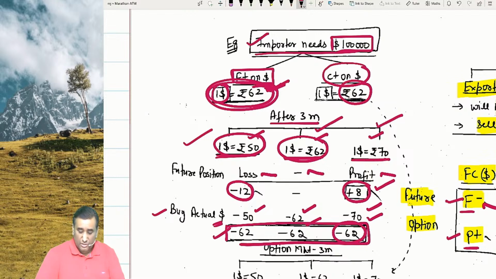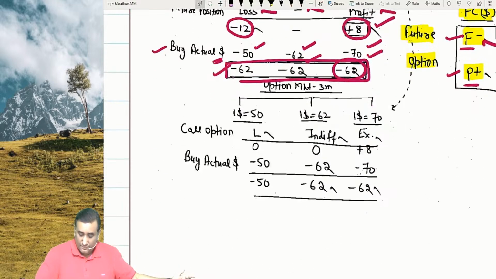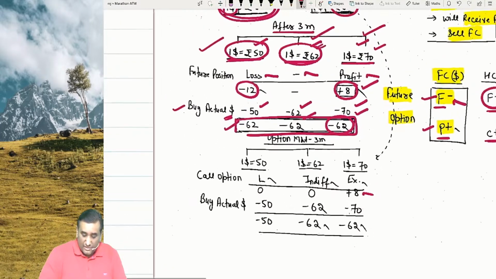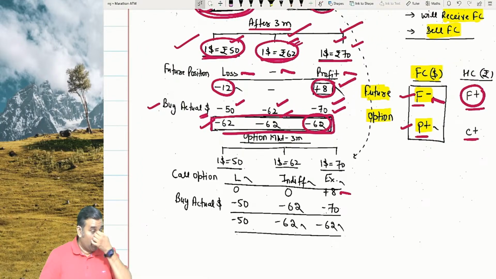If the price becomes 62, the call option would again lapse. It's indifferent. I'll buy at 62. If the price becomes 70, I went to the cash market. My costing was 70, but 8 rupees, who compensated me? The option market. In this case, identify the difference between the future and the option market: the option market protects you from the upside and gives you the benefit of the downside.